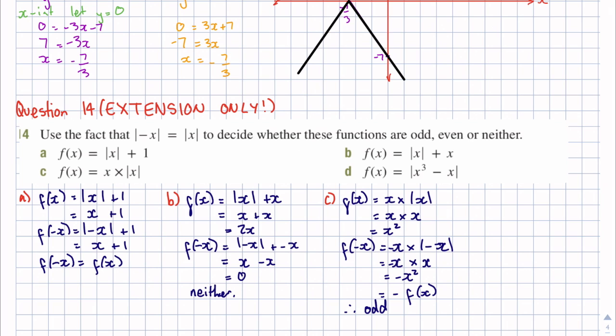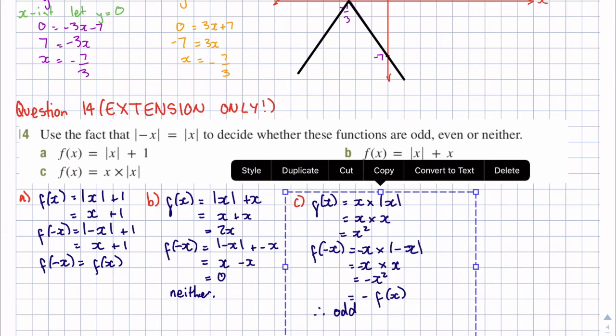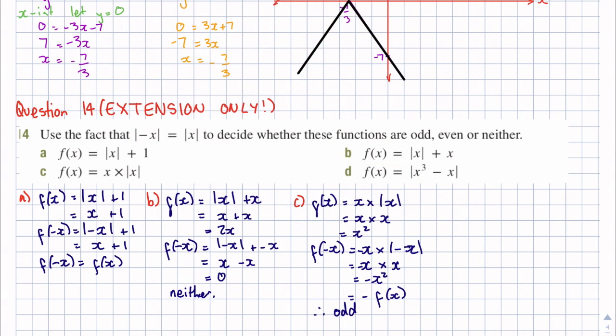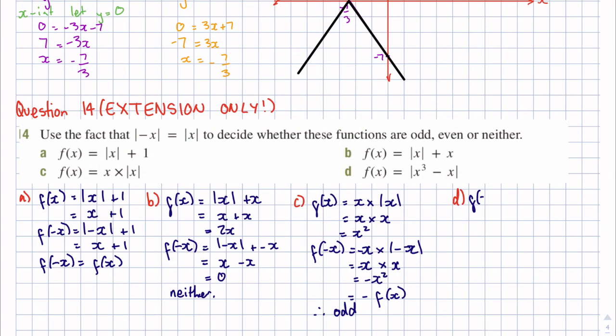Last one, I'm going to squidge these up a bit so I can fit D next to it. Okay, we've got f of x equals the absolute value of x cubed, take x. Which, if x is positive, then that's going to be positive. Oh, that's a really interesting one. Because if x is less than 1, so if x was a half or a quarter or something, that would come out as negative.